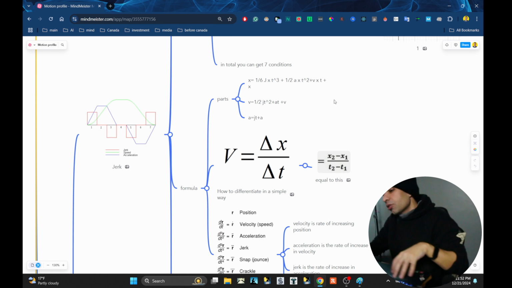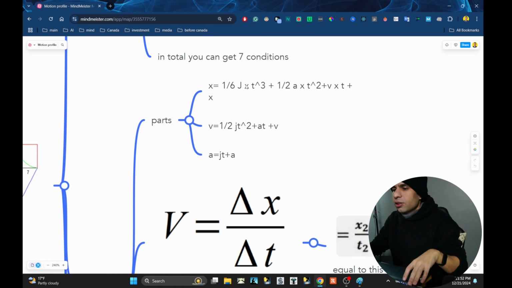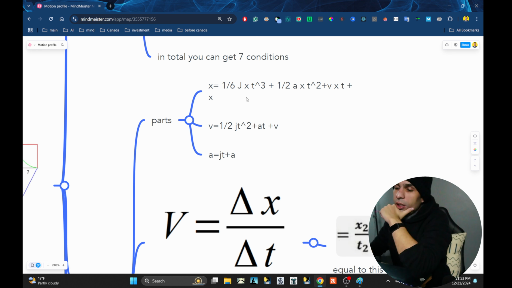So what is the formula behind the entire thing? It is this one. It says 1/6 j t cubed, plus 1/2 a t squared, plus v t, plus x. Here j is jerk, a is acceleration, and v is velocity. And after that, you just differentiate the entire thing to get velocity and acceleration.